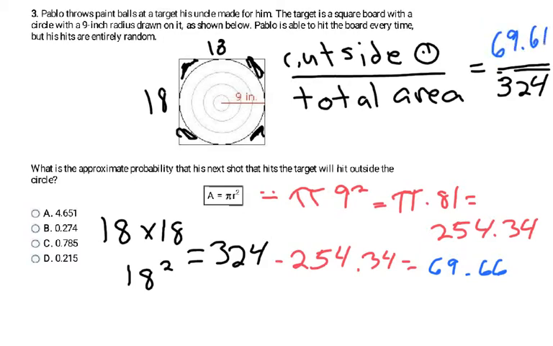And because there are decimals here, it's not proper standard form to leave that as a fraction. So we're actually going to treat that fraction bar as a division bar. And 69.66 divided by 324 is 0.215. And that means our answer is D.